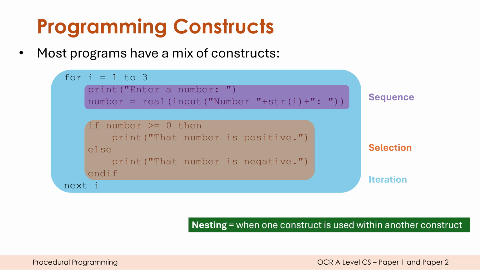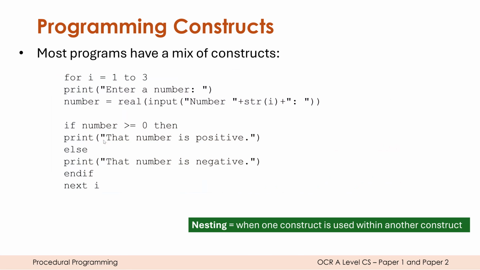Now, in this code here we've got an example of some nesting going on. Nesting is when one construct is used inside another construct. So here, we've got an if statement inside a for loop. We've got sequence inside a for loop. That's nesting. We've nested the if statement inside that loop.